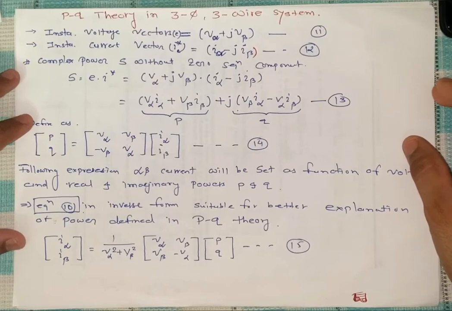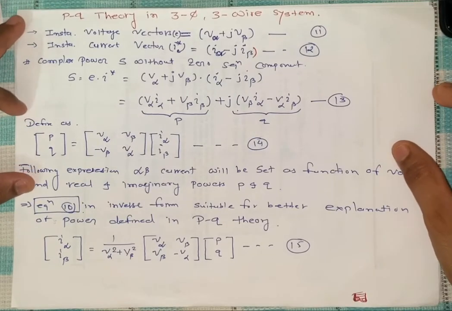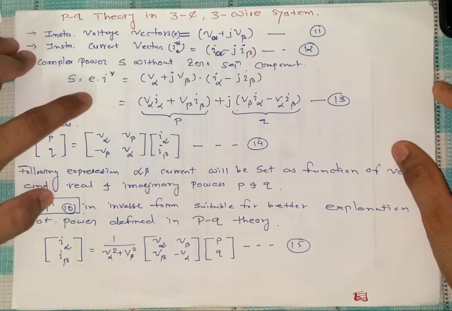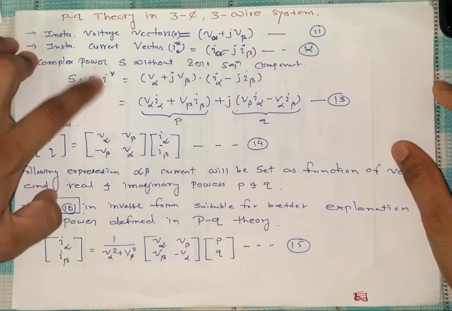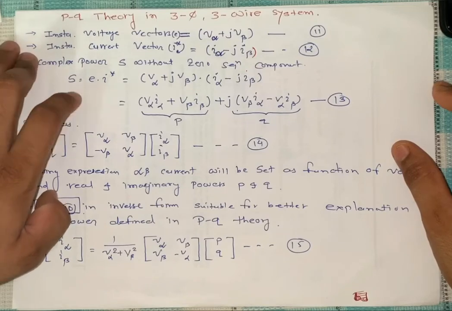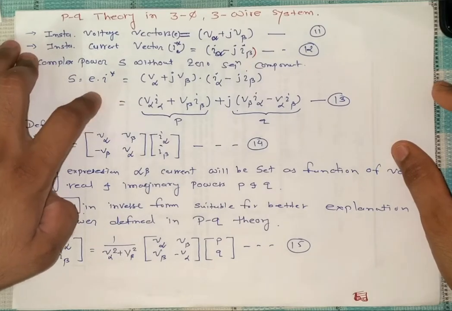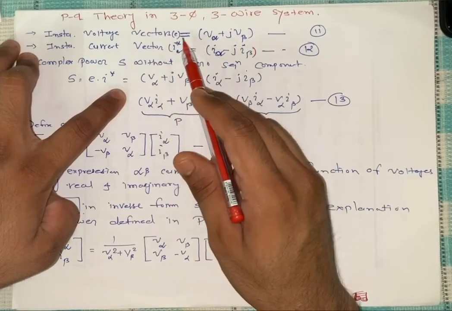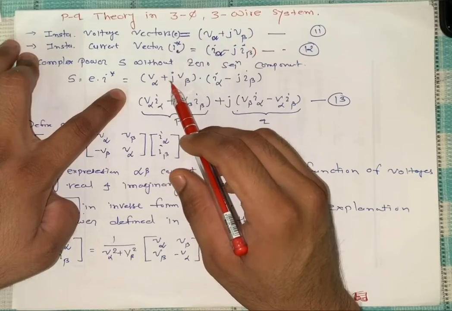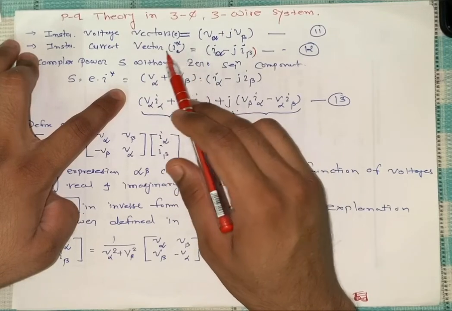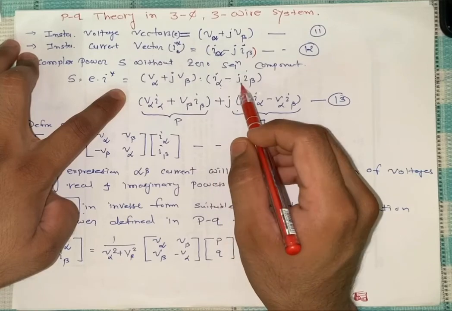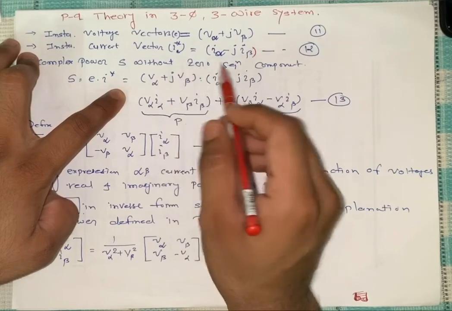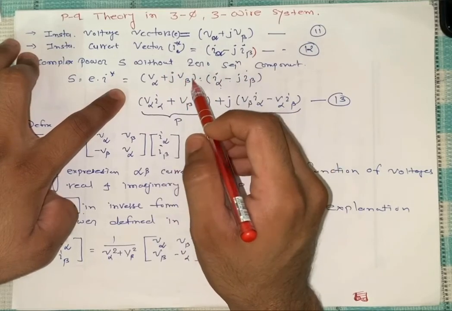Now in complex power, we can write S without the zero sequence component. S is E into I conjugate, that is P plus jQ. So for the voltage vector we write V alpha plus j V beta, multiplied by the current conjugate, I alpha minus j I beta. So what will happen? Do the multiplication: V alpha multiplies with both terms, and j V beta multiplies with both terms.